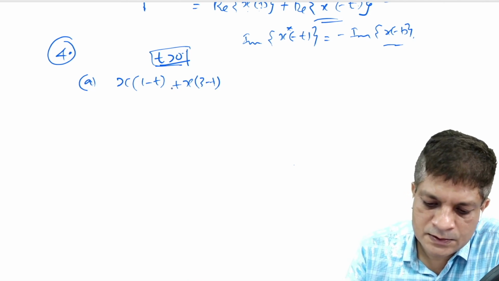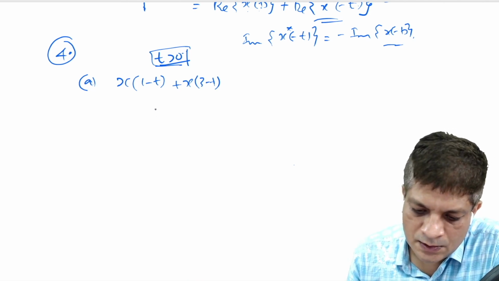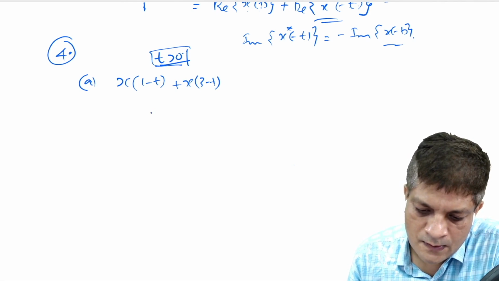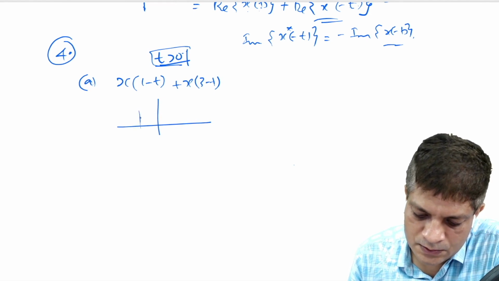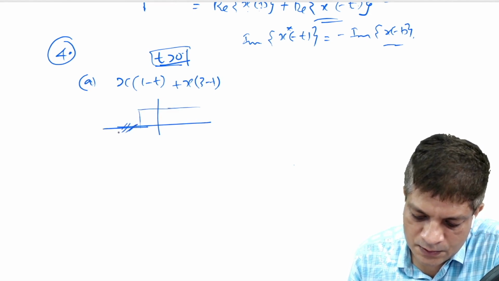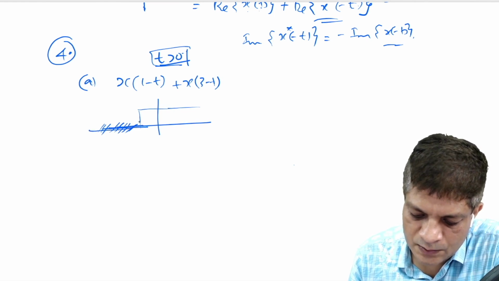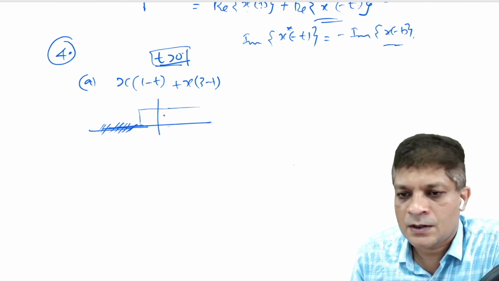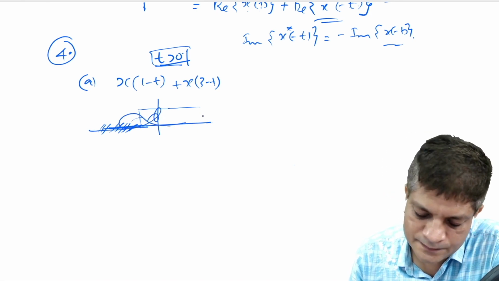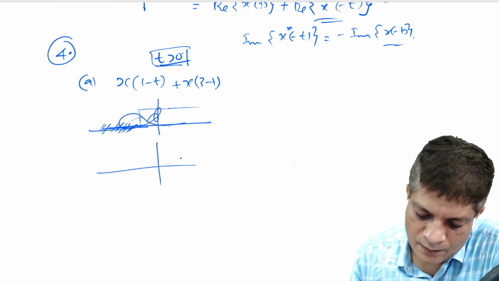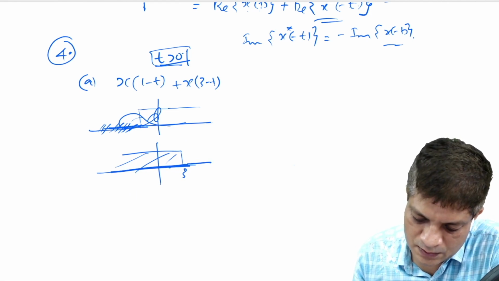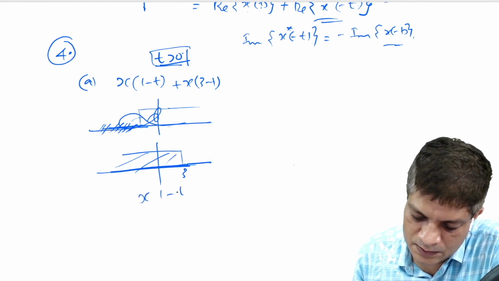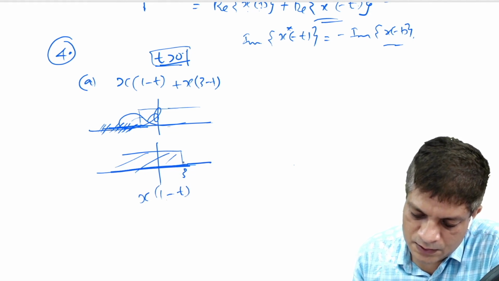Okay, it is given that x(t) is 0 for t less than 0. That means this portion is 0. We don't know about the values for t greater than this. In this interval it is 0. This is 3. Now x(1 minus t) is what? You have to shift it.